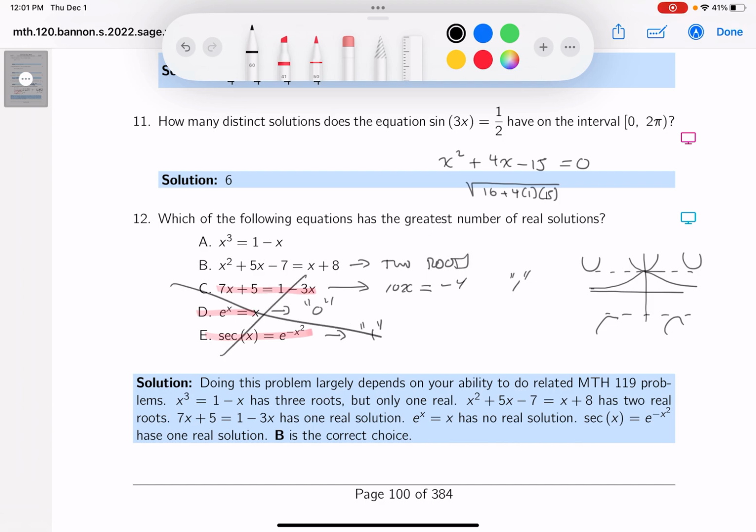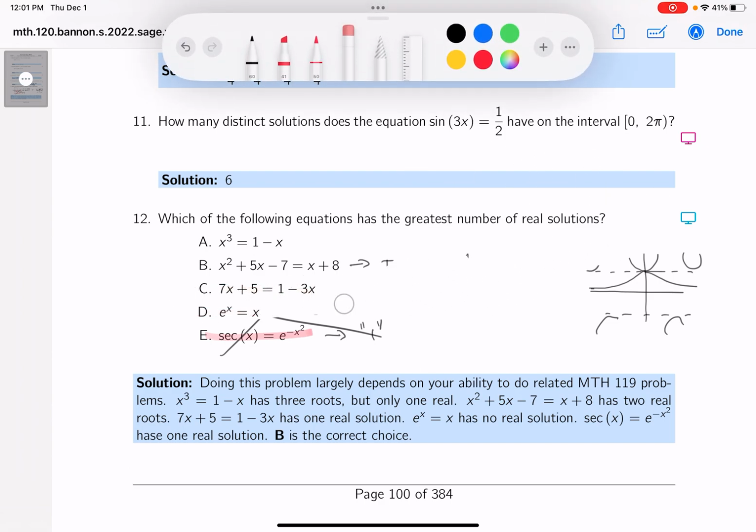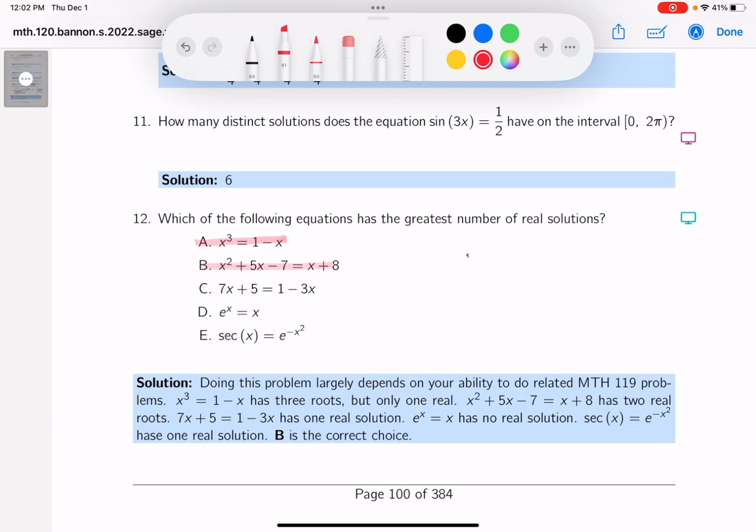I can cross these 3 out. All right? I'm now between B and A. So I need to look at A more carefully. And as you learned in Math 119, there's a possibility of 3 real roots for that one over there. So right now, the only things I'm looking at are the first 2, A and B. I know this one has 2 real solutions already. And I'm wondering, does that cubic have 3 roots to it?